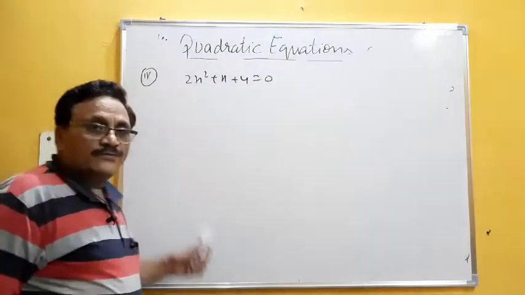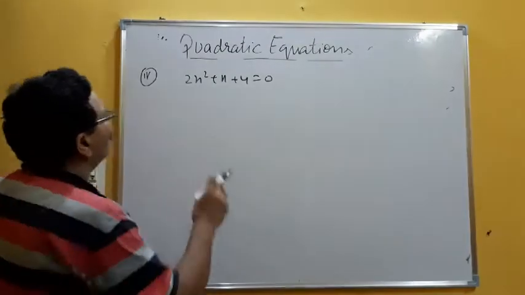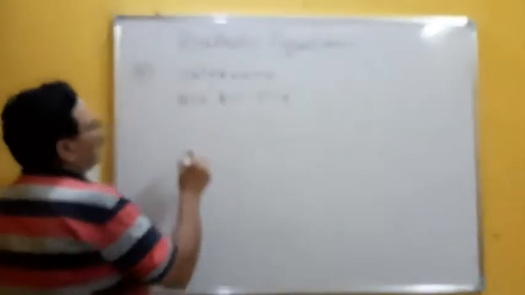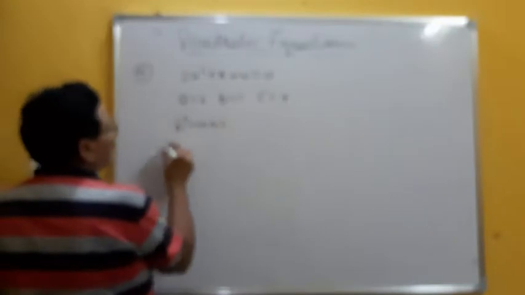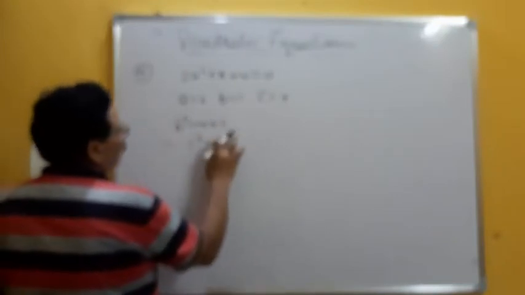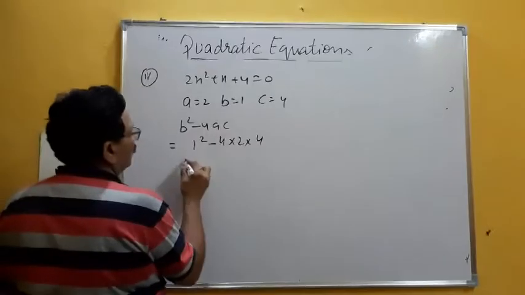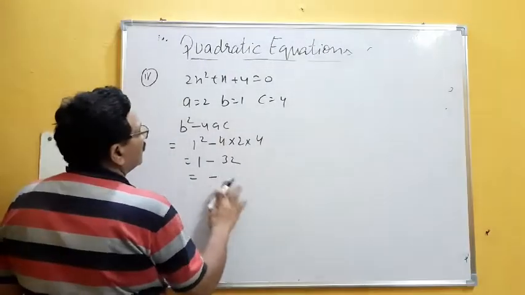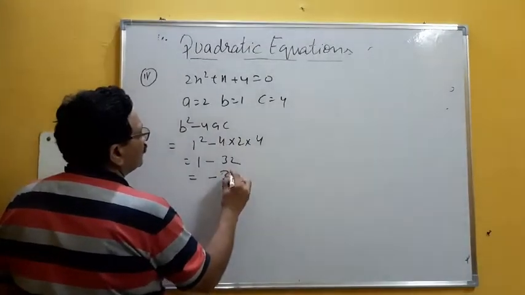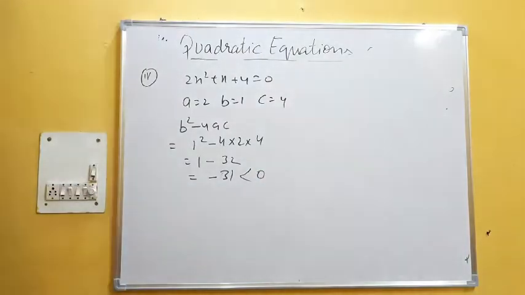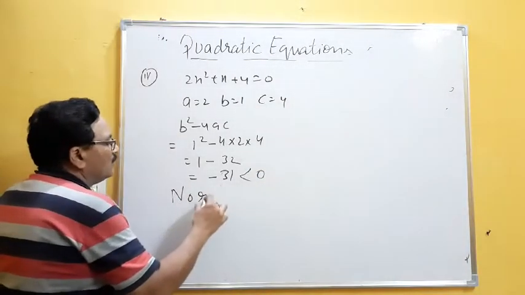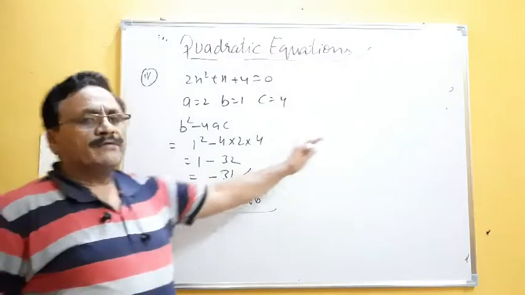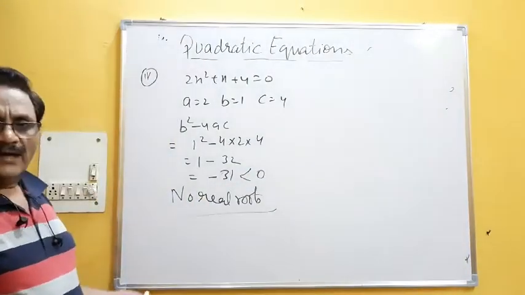Now see the next example, fourth part of the question. Same thing, a equal to 2, b equal to 1 and c equal to 4. Calculate b square minus 4ac. 1 square minus 4 into 2 into 4, 1 minus 32, result is coming minus 31, less than 0. Simple, right? No real roots. Finish. No need to calculate. Now you don't need to calculate the solution for x. I think it's clear.